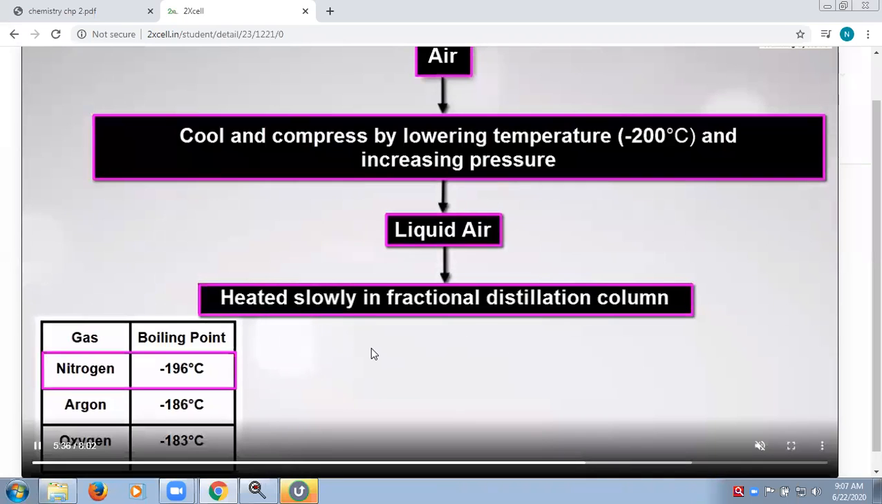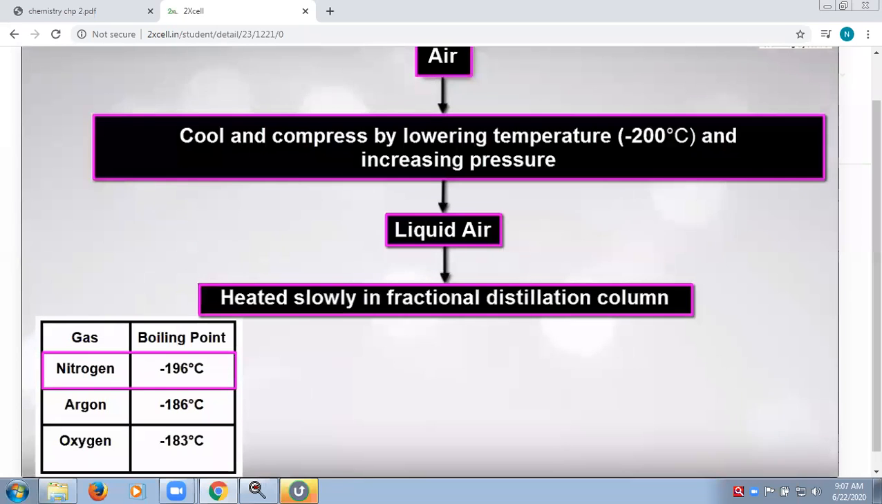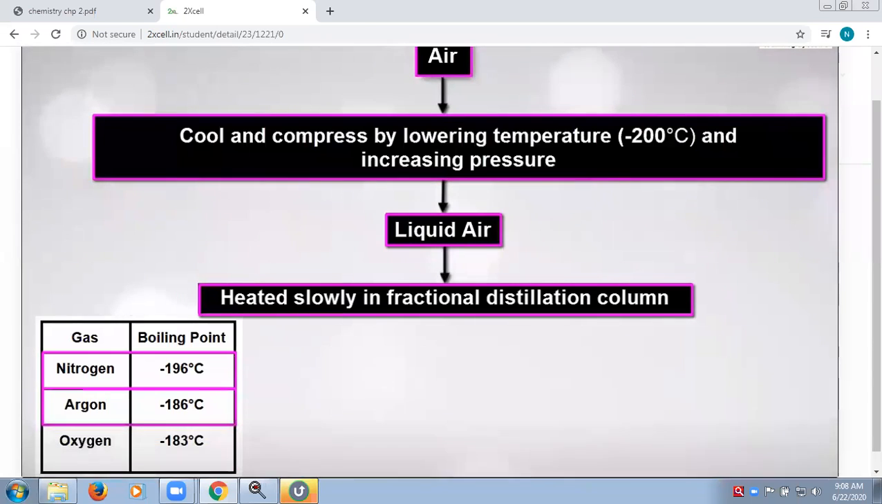Now, different components have different boiling points. Nitrogen, minus 196 degrees Celsius. Argon, minus 186 degrees Celsius. Oxygen, minus 183 degrees Celsius. You all can observe over here, there is a slight difference: 10 degrees Celsius here, 3 degrees Celsius here. But still, all these three components are obtained at three different temperatures by this method when they are heated in the fractional distillation column, or fractionating column, or fractional distillation tower.